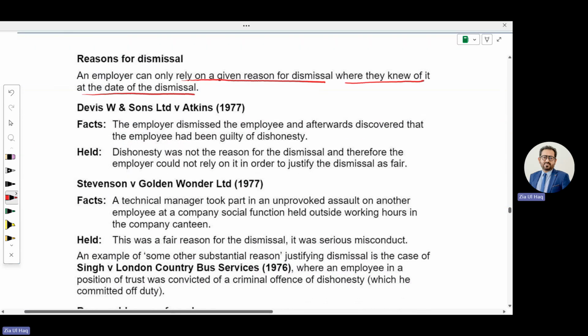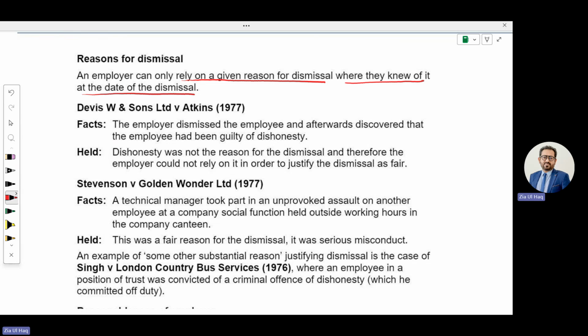And there is a case, Davis and Sons Limited versus Atkins. The employer dismissed the employee and afterward discovered that the employee had been guilty of dishonesty. Dishonesty was not the reason for the dismissal. I mean, when he was dismissed, at that time, he was not dishonest. After dismissing, it was found he is dishonest. So you need to prove that at the time of dismissal there was a proper reason.